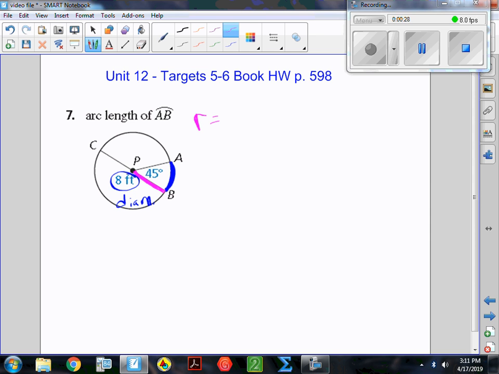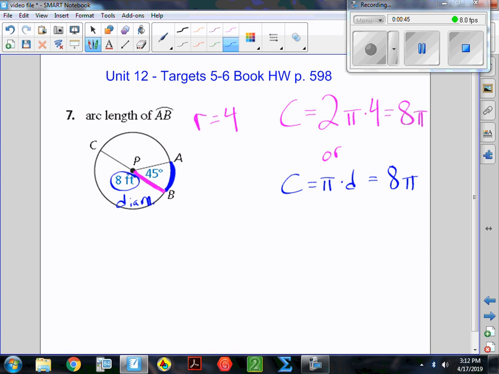My radius is equal to 4. I don't need to find the radius. I can use one of two formulas, circumference equals 2 times pi times r, which would be 8 pi, or I can use circumference equals pi times diameter, which would be 8 pi. So either way, my circumference is 8 pi. Then I'm going to use my 45 degrees.